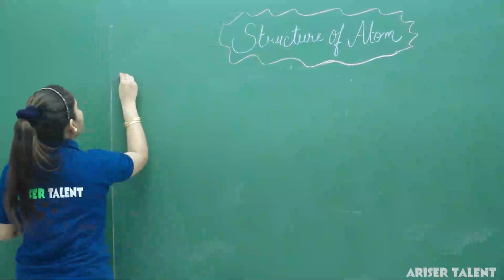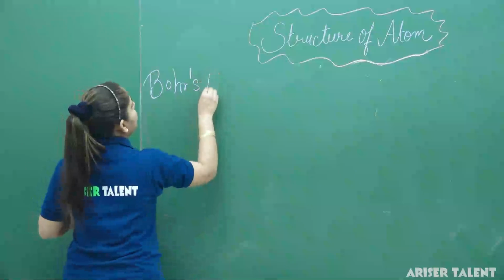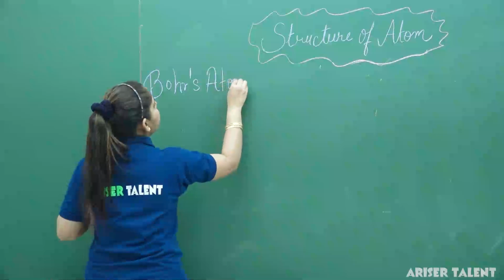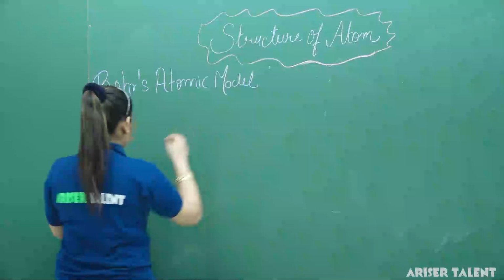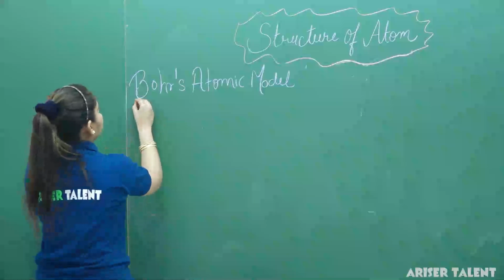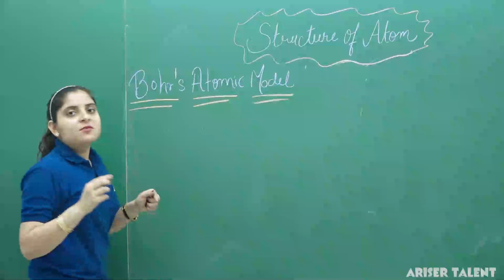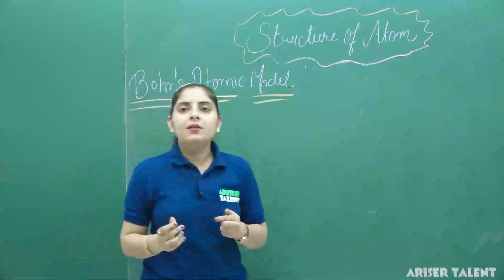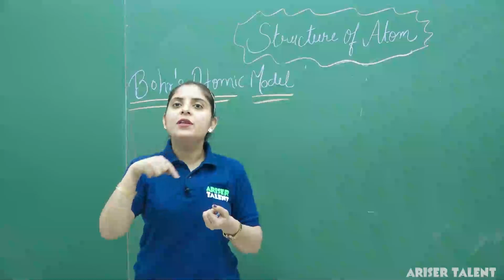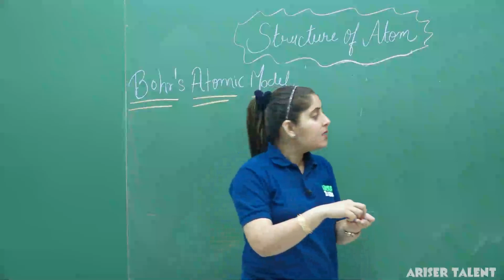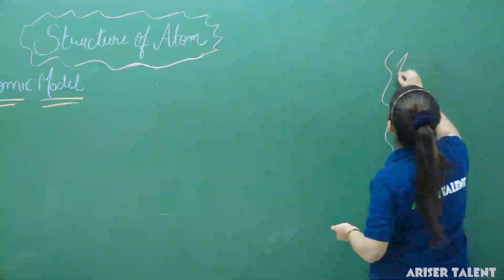So our next topic is Bohr's atomic model. As we see in Rutherford's atomic model, the nucleus is centralized at the center and electrons keep on revolving. So sometimes Rutherford's atomic model is also known as the planetary model.